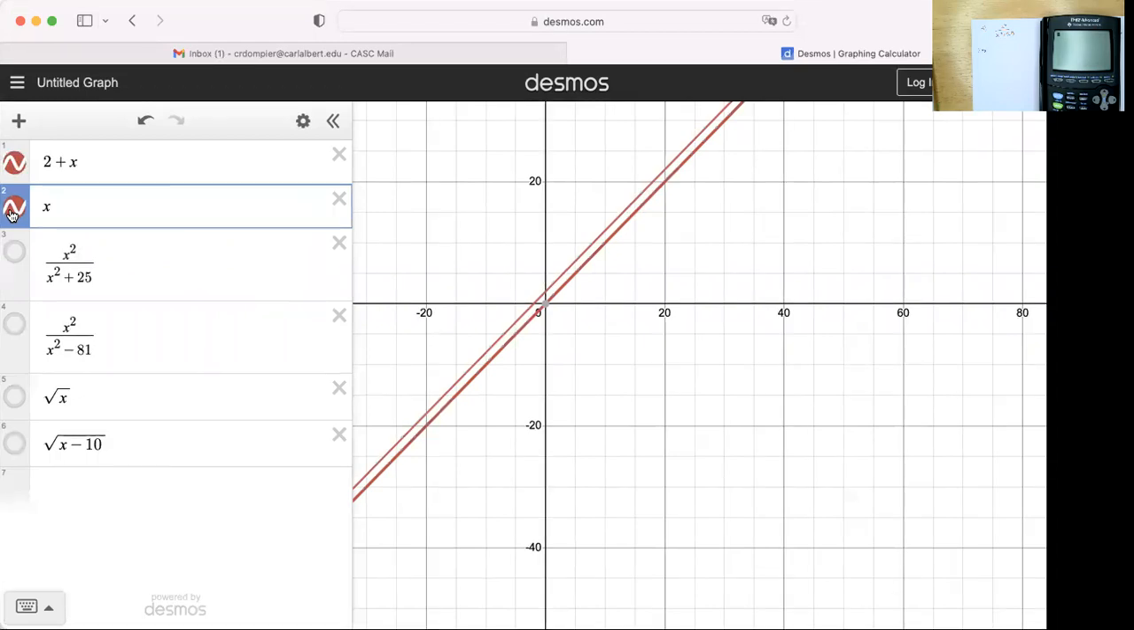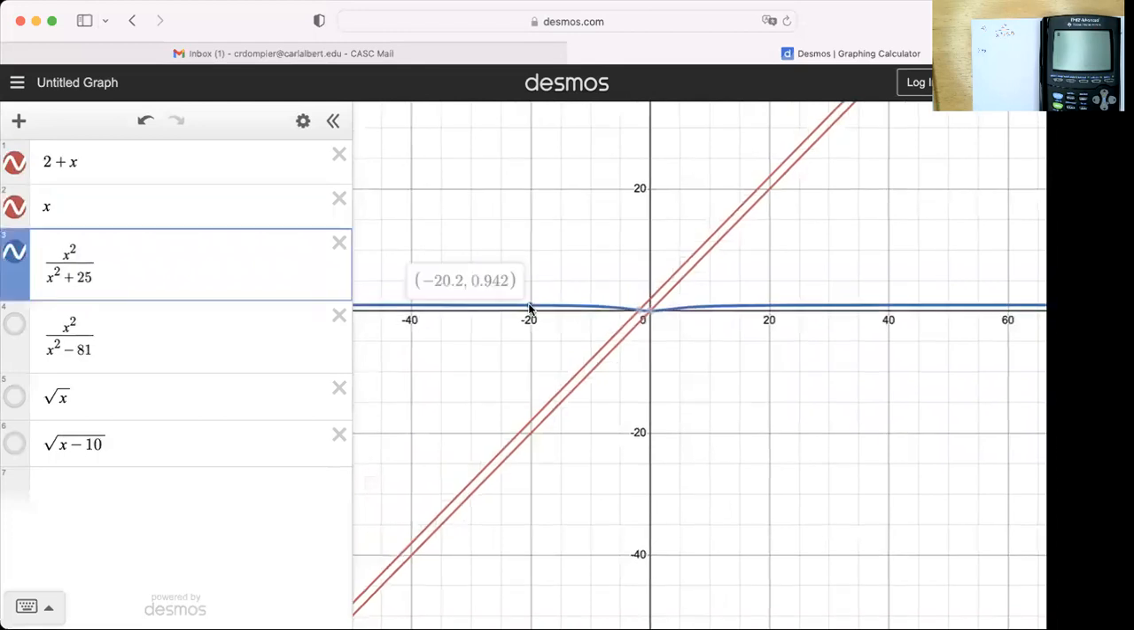We can put expressions into a graphing calculator and it will show up as 2 points, an x and a y point on the graph, okay? If we have x squared over x squared plus 25, that graph is going to look like this. So when x is negative 20, for example, y is going to be 0.941, okay?